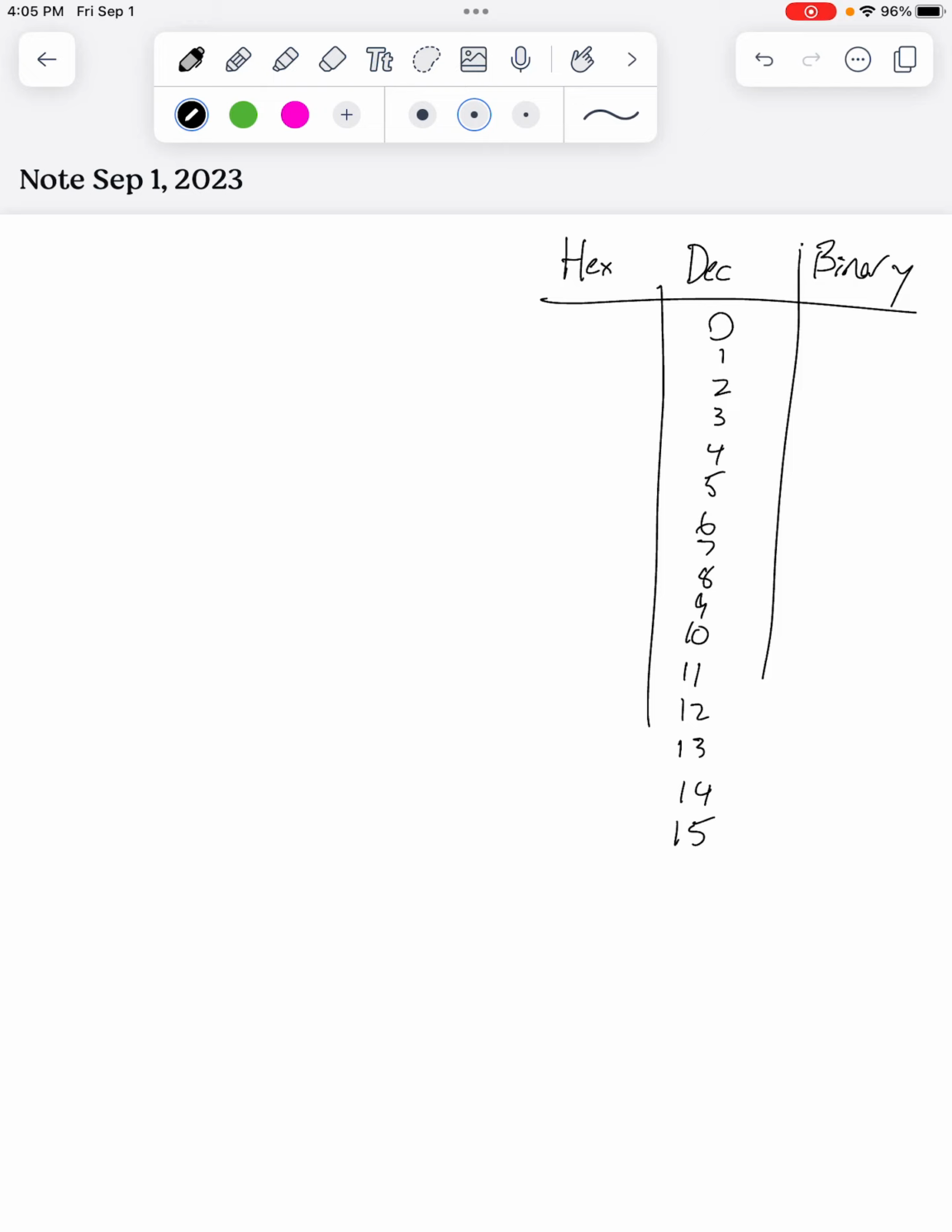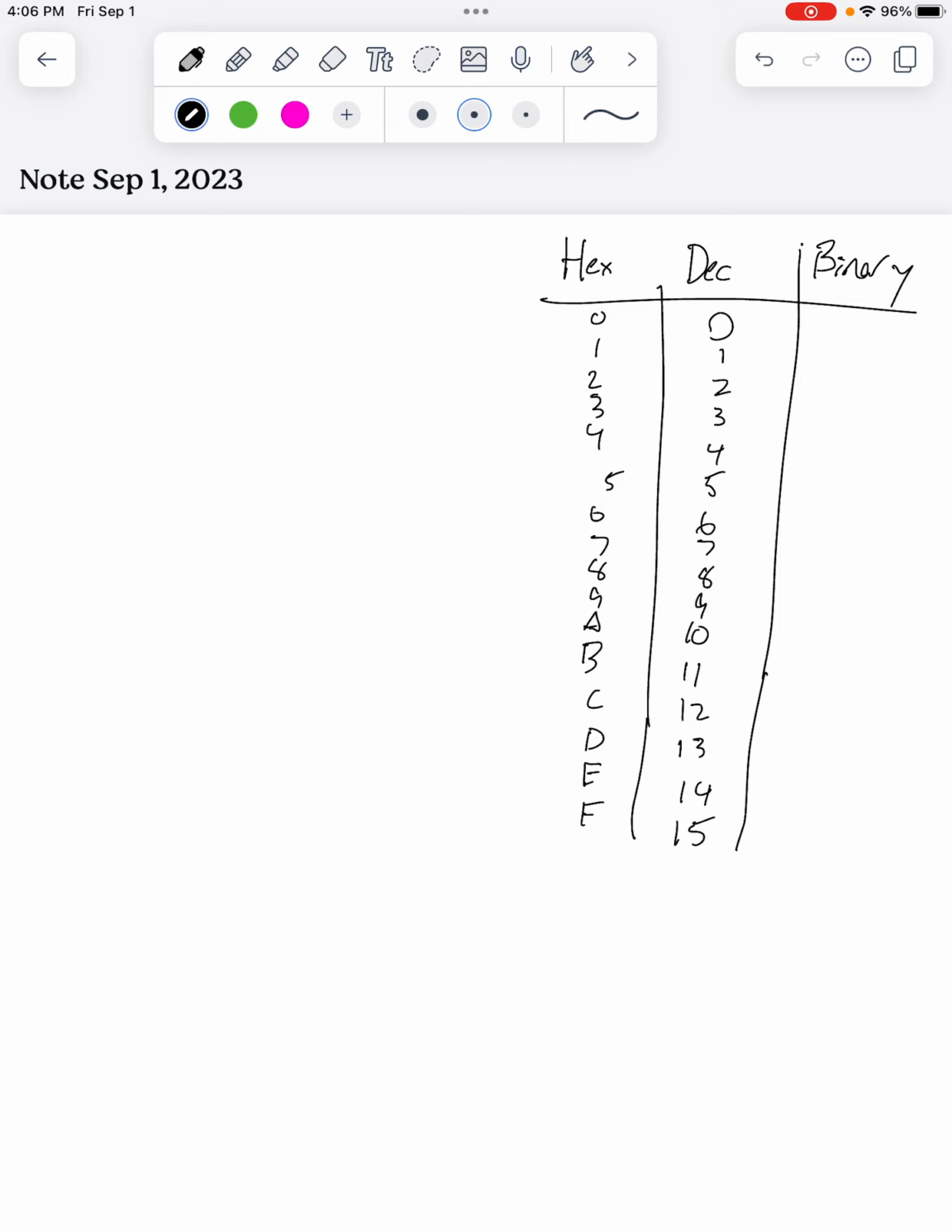Hex, for the first 10 digits, looks exactly like decimal. 0, 1, 2, 3, 4, 5, 6, 7, 8, 9. But then 10, whereas decimal goes to the next number over, you've got the tens place and the ones place. Hex, we just start adding letters. So 10 represents A, B represents 11, C, D, E, F.